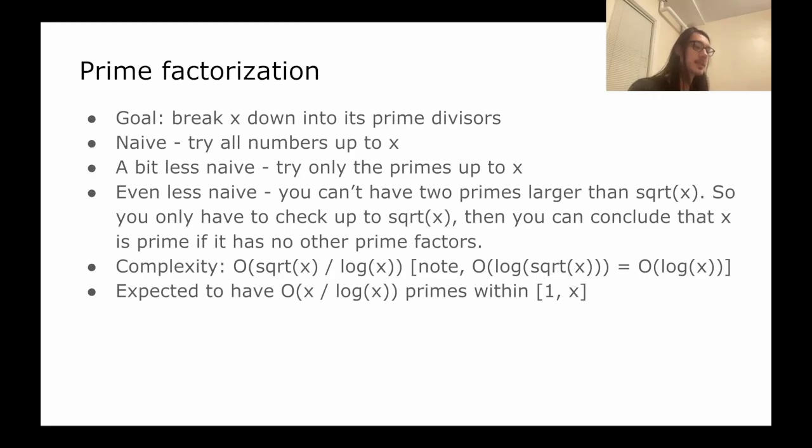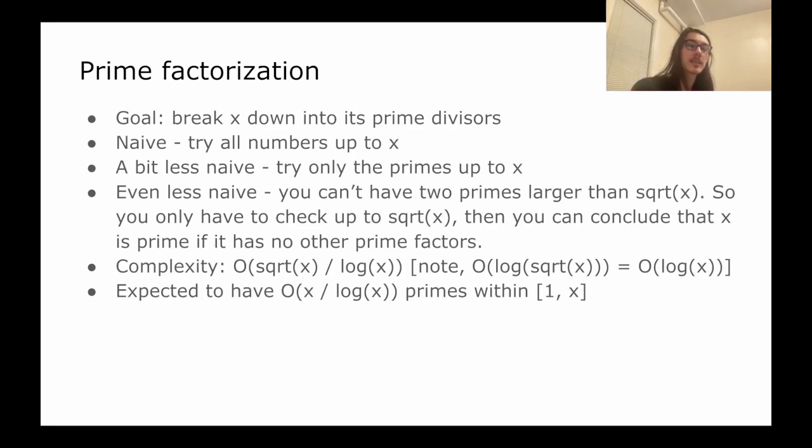So this reduces the complexity to square root x over log x to do prime factorization. And the reason is that there's just some math that shows that the average distance between primes is logarithmic. The average distance between 2 primes that are on the order of n is around log n. Or a different way of thinking about it is from 1 to n, you're expected to have n over log n primes. There's some math that says that.